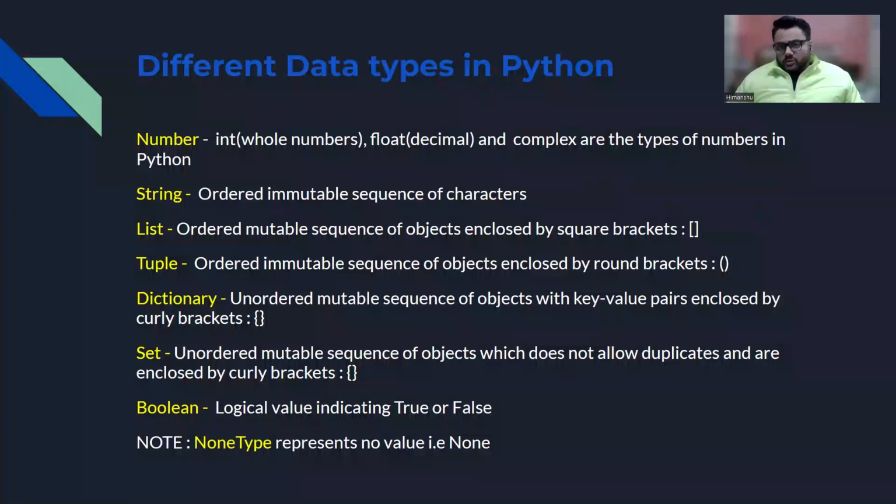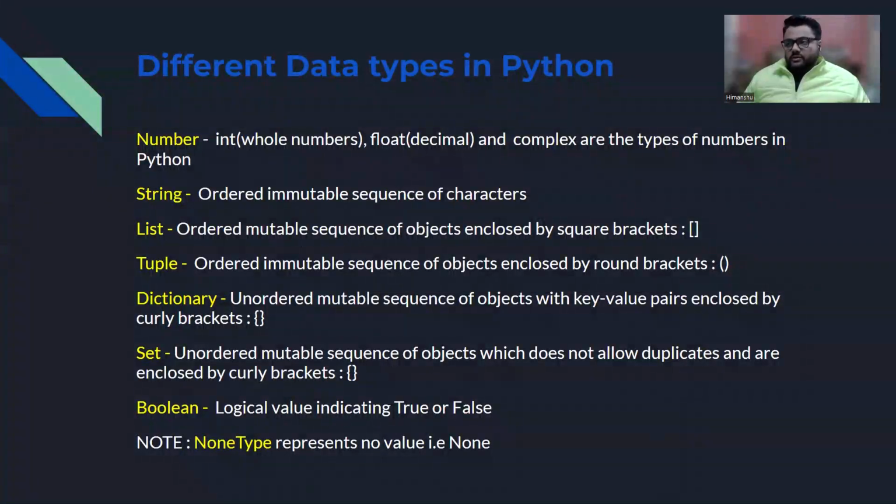So int is nothing but the whole numbers like one, two, three, any whole number that you have, it comes under int. Float is the floating point decimals that we have, and complex numbers are the numbers which are not real, so they are called complex. We'll see the examples soon.